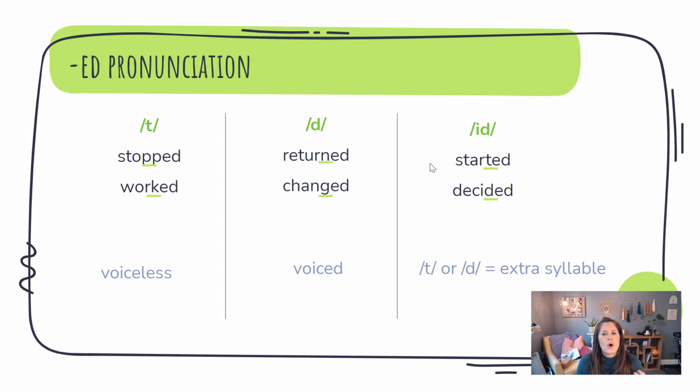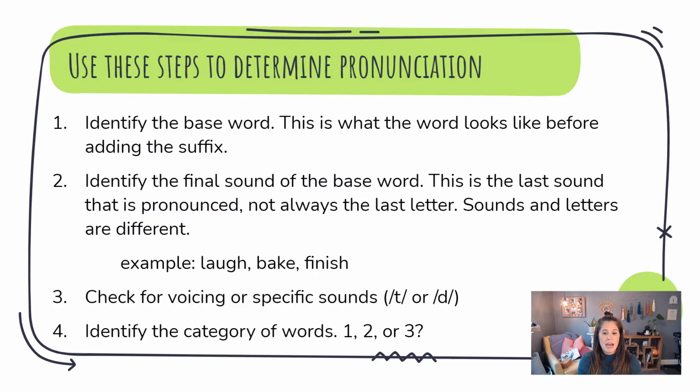Okay? So what's the deal with id, with this extra syllable? This one is a little bit easier. If the base word ends in a T or a D sound, you're going to add on the extra syllable. So here you get started, decided. Here we go from 1 to 2 syllables. Here we go from 2 to 3 syllables. Decide, decided.